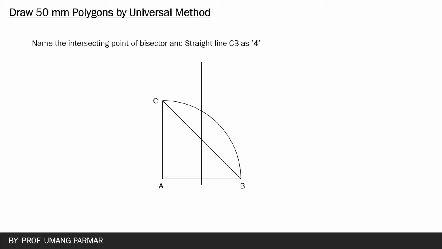Now our next task is the naming of the points. The intersection between the straight line, that is C to B, and the vertical bisector, this is the intersection point, and we are naming it point number 4. Why point number 4? You will understand within a few minutes. In the same way, the intersection of the arc and the vertical bisector, this point, we will name it 6.